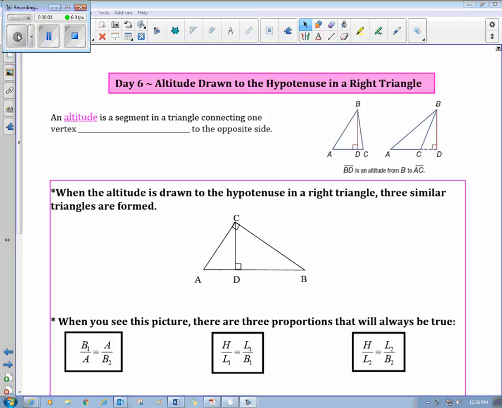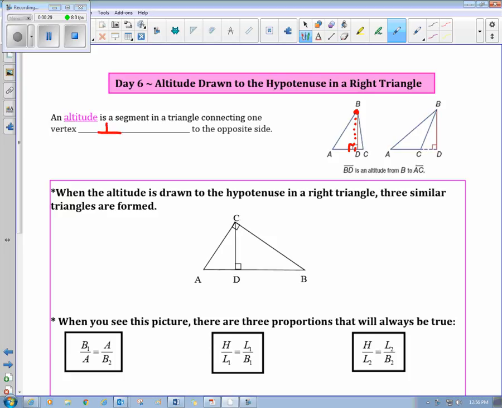The lesson today is very specific about the kind of triangle that you can use the formulas in. Before we start, we need to go back and revisit what an altitude of a triangle is. An altitude of a triangle is a segment that connects one vertex across to the opposite side in such a way that it hits at a right angle. So it connects one vertex perpendicular to the opposite side.